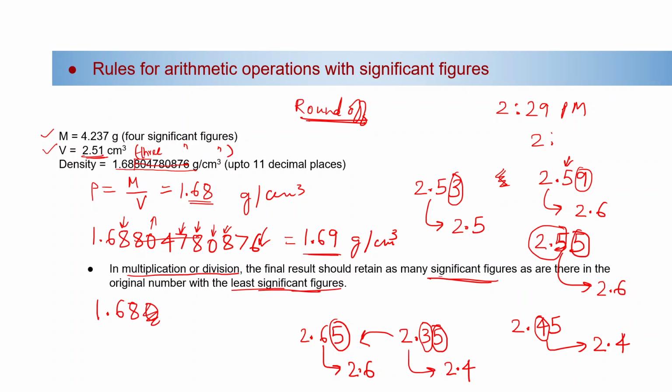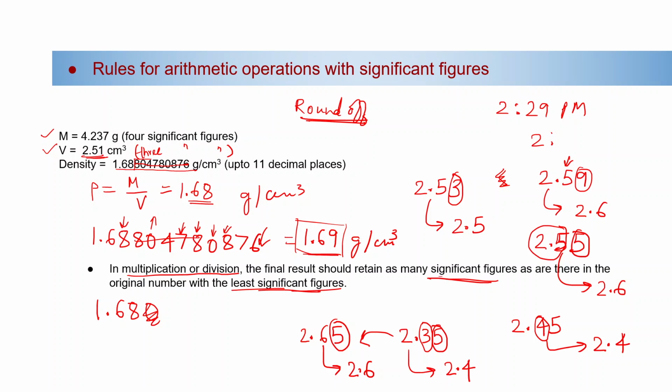It's farther from 1.688, right? If you round it off, it will be closer to 1.69. So that's why it's important that we round it off properly. I hope this is clear, because we have combined two concepts here, significant figures and rounding off. This is actually what goes on behind the scenes whenever we measure and report any value.